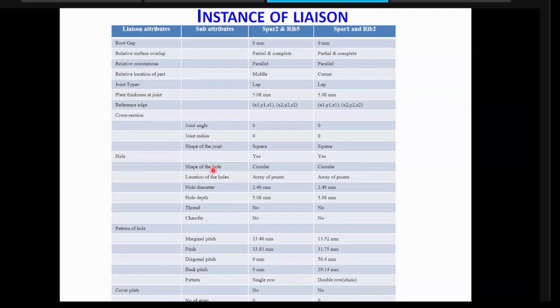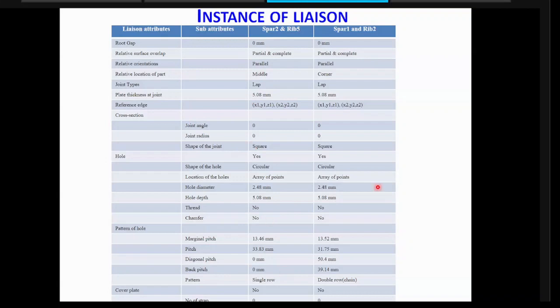Similarly, to capture the hole information, we define the shape of the hole, location of the hole, hole diameter, hole depth, whether thread information is there or not, and chamfers. To define a pattern of holes, we again define certain sub attributes like marginal pitch, pitch, diagonal pitch, back pitch, pattern, and cover plates. For both the examples I have shown, we have manually connected all the information and written it here.